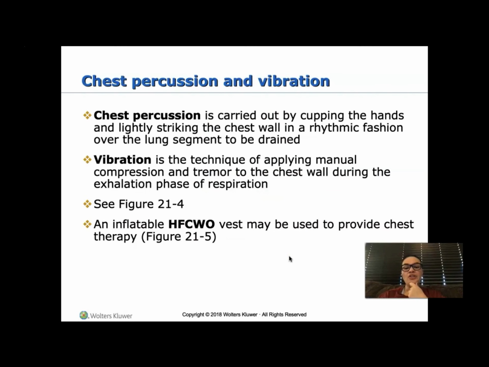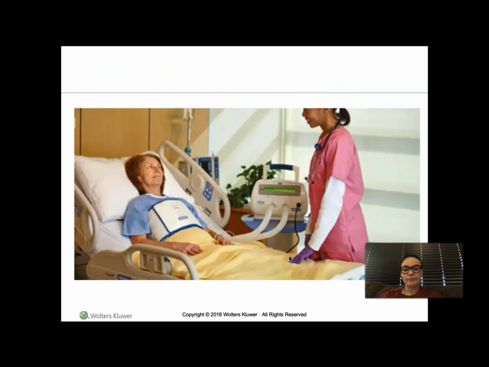All right, percussion and vibration. Again, we kind of went over that padding on the back and vibration. I kind of gave you that little picture from your book. See, it looks like a Velcro vest there. That's the happiest patient I've ever seen that's having respiratory issues. And it'll just, again, give that percussion and that vibration to loosen up what needs to be loosened.